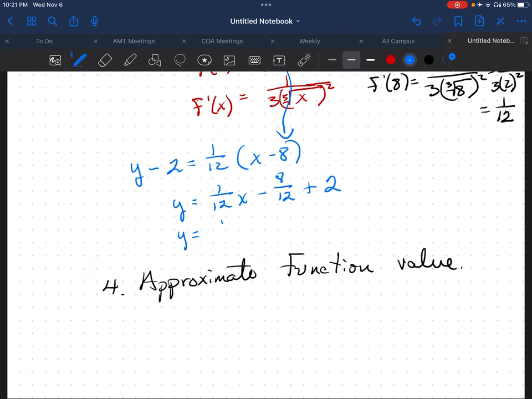2. y is equal to 1/12 x. 8 over 12 will simplify to be 2/3, and then 2 in terms of thirds should be 6/3. So I think I get 1/12 x plus 4/3 as this linearization.